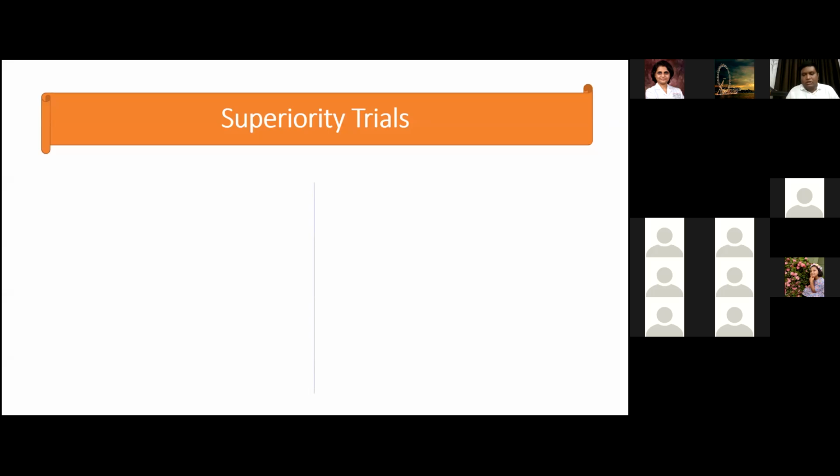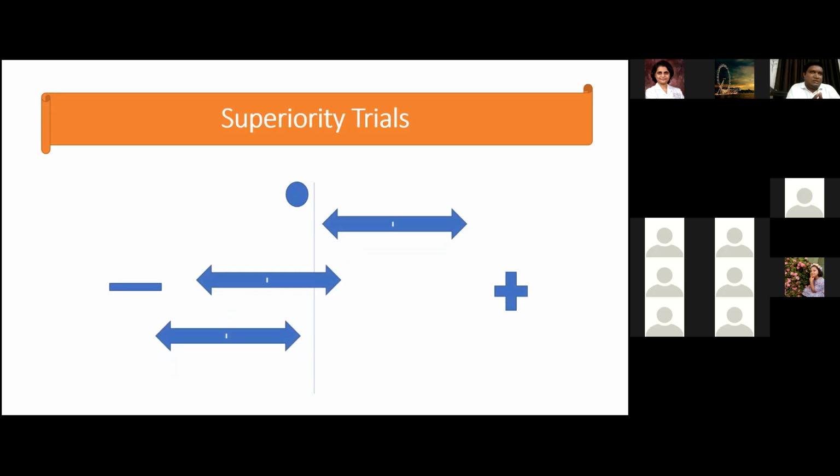Let's say this small line indicates the midpoint: 0 for parameters where a difference is measured, or 1 for parameters where a ratio is measured. So that is 0 for mean difference and 1 for odds ratio, something like that. Now let's say the plus indicates the experimental arm, and the minus indicates the control arm. These are the various scenarios we can get at the end of the study.